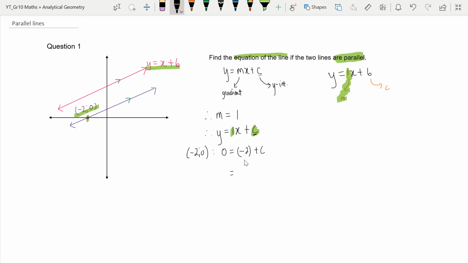So if I take that one over, I'm going to land up that c is equal to 2. So therefore, the equation of the purple line is y is equal to gradient of 1, x plus 2. And there is the equation of the purple line. Using that idea that parallel lines share the same gradient.